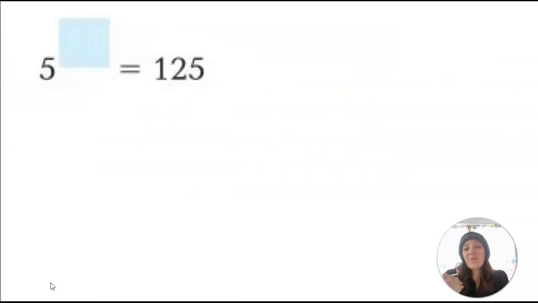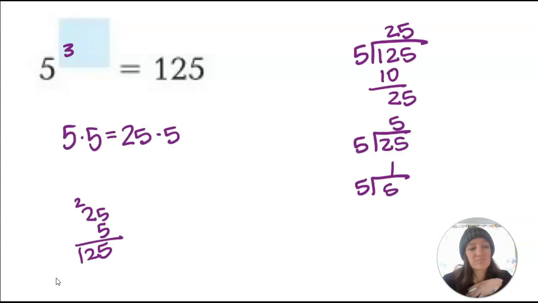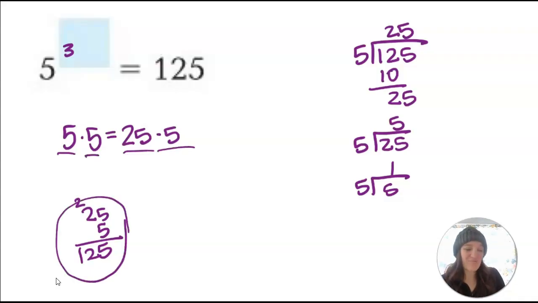Okay? What about 5? And it looks like there's an empty spot for the exponent. 5 to what power is 125? I got 5 to the 3rd power. And I did it 5 times 5 is 25. Then I times that by 5 again and got 125.